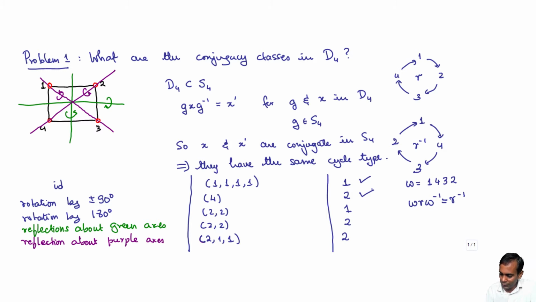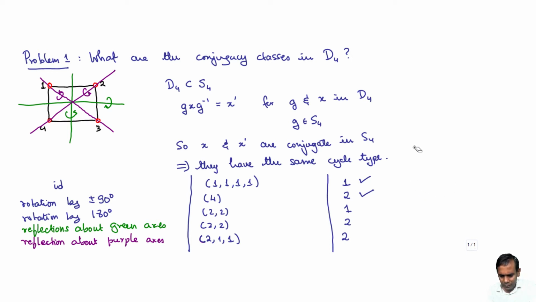Okay, let's see what we can do about reflections about green axes. We'll come to rotation by 180 degrees later. So there are 2 of them, and I'll write down their cycle decomposition. There's (1 2)(3 4), which I'll call X, and the other one is (1 4)(2 3). Let's call this X prime.